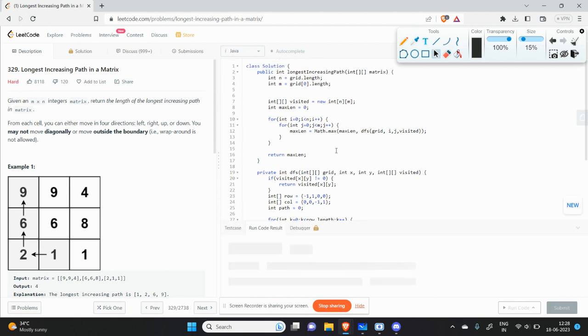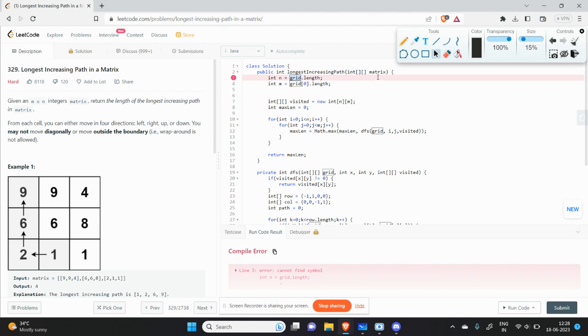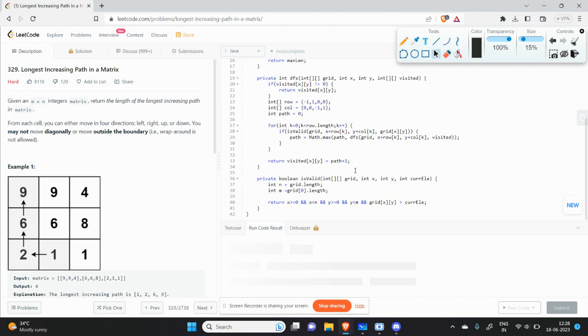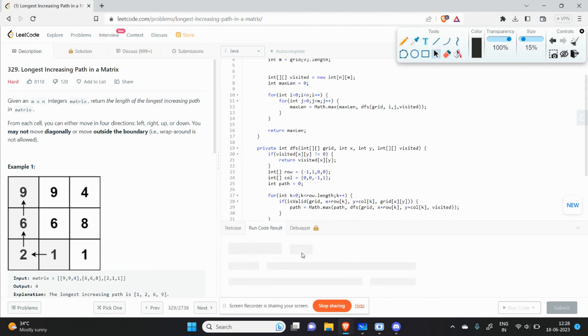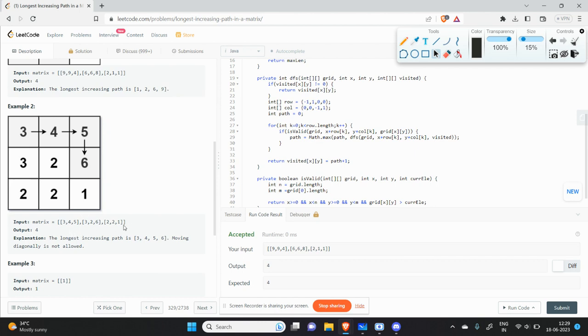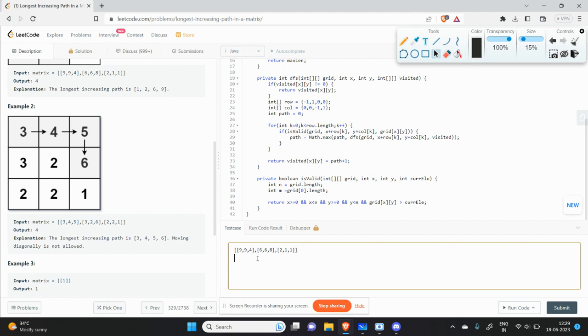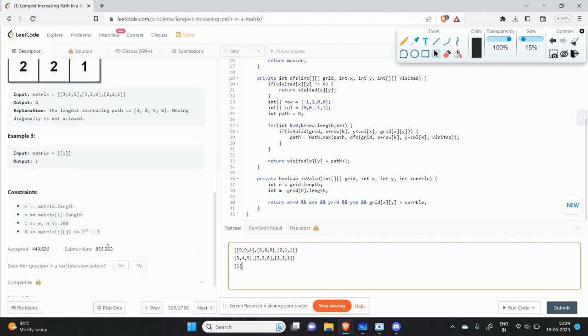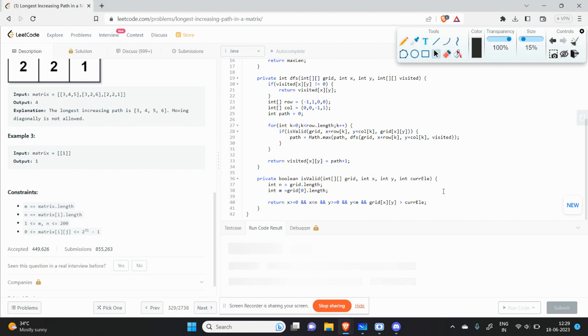So let's see, is there any compilation issue? I see we have some compilation issue. Okay, let's rename this matrix itself as grid. So now for the given test case, it is working. Let's check it for the other test cases to ensure its correctness. If it passes, then I will try to submit it and see how it is going.